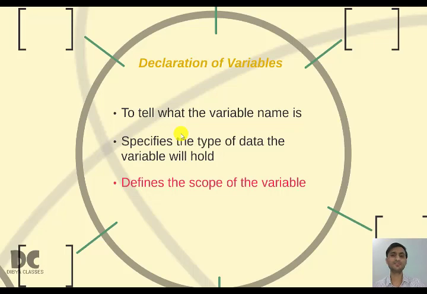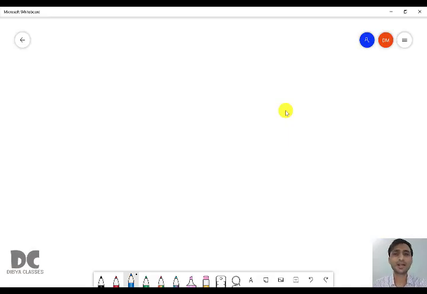Declaration of variables has two things: the variable name and the type of data the variable will hold. First of all, what does the variable name mean? In the starting of chapter 3, in identifiers, we studied that identifiers are names given to class, variables, objects, and many other things, right? Similarly, here we also give a name to a variable. Why are we giving a name to a variable?